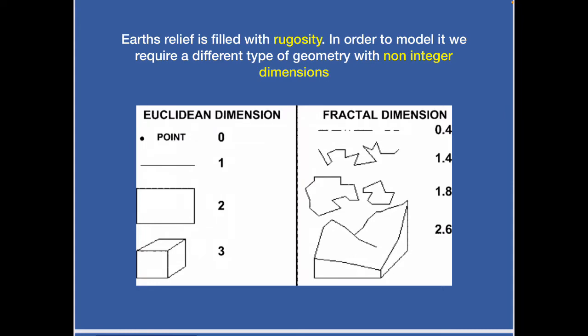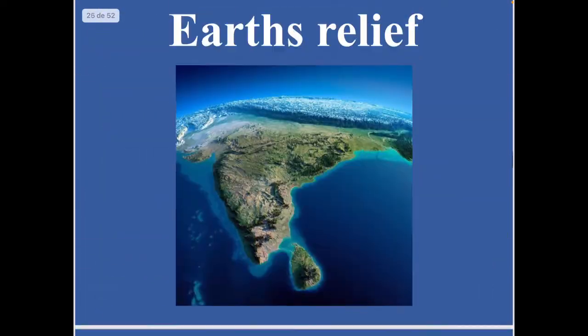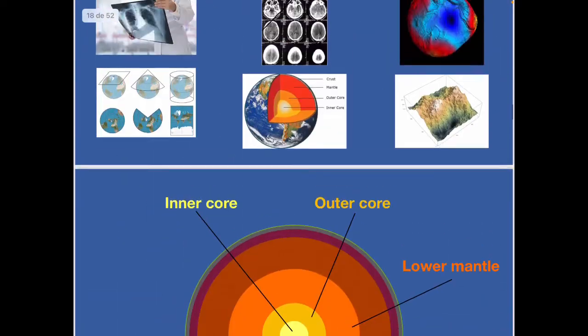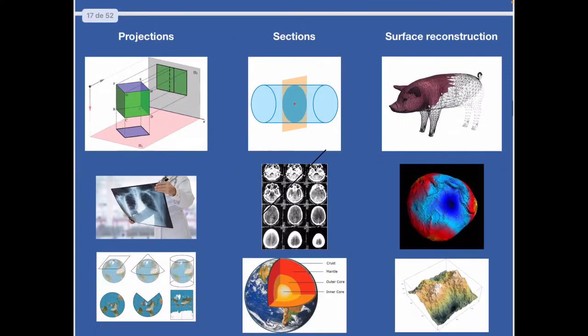So what is the thing here? Well, the thing here is that we want to model Earth's relief, as we made models of the planet using map projections, and as we made models of the Earth making sections and seeing inside the Earth. Now we want to see the surface. So in order to do that, if you remember, let's go back. In order to do that, we need surface reconstruction.